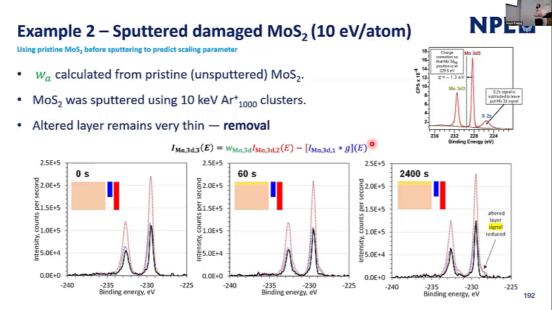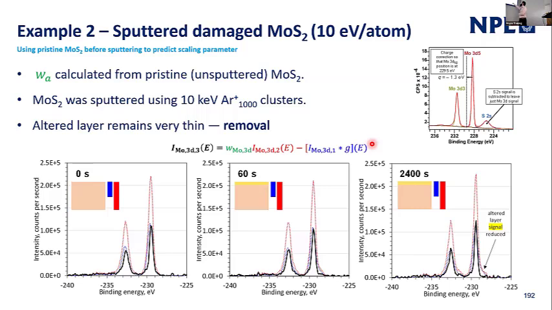We then sputtered this material using clusters, so we were using 10 keV argon 1000. This is only like 10 eV per atom. It's quite gentle, so we don't actually see that much damage occurring. You can just about see it on the lower binding energy side here at the peaks. But it is still there, and by applying the algorithm, we do remove it.